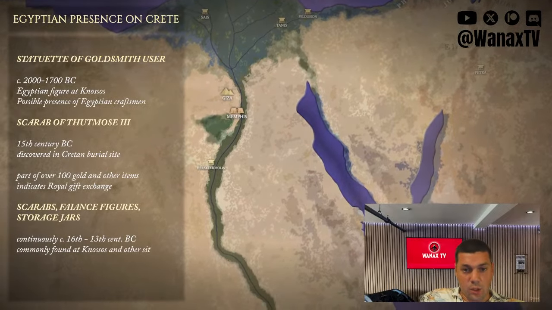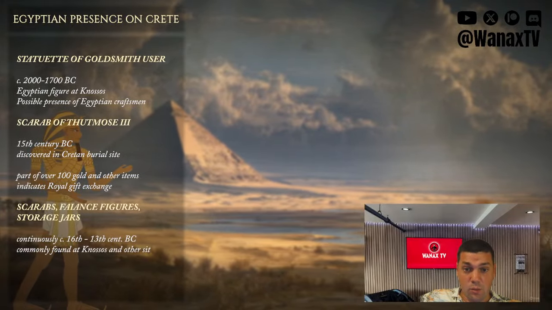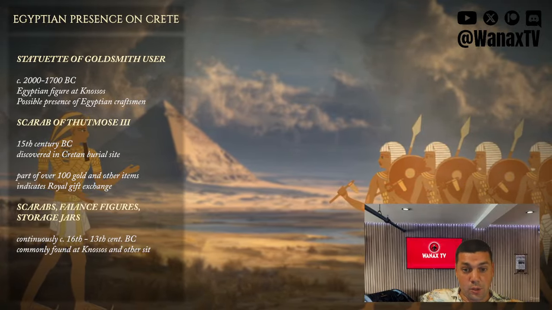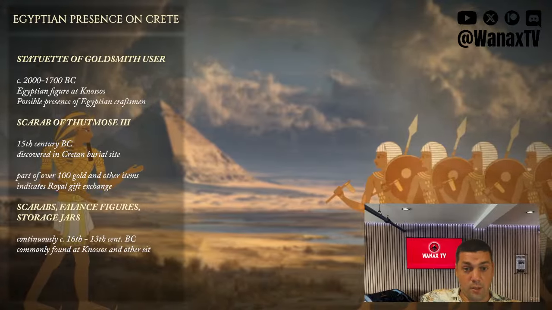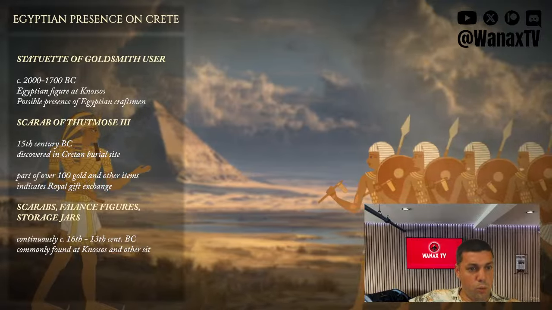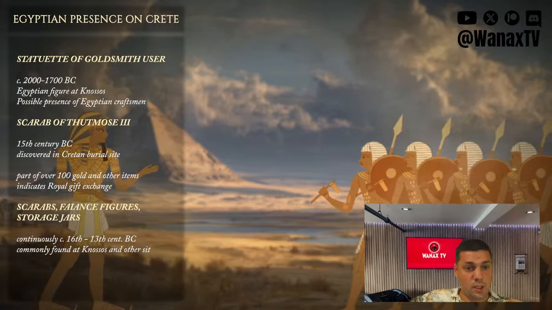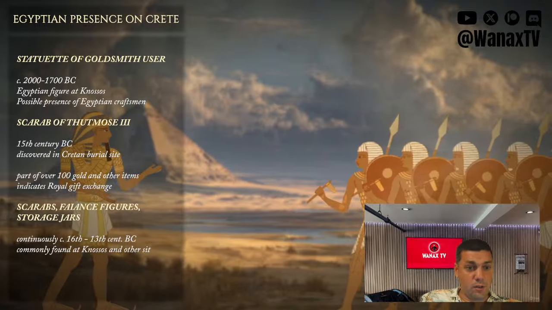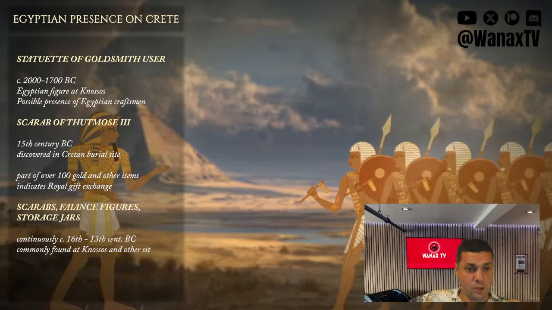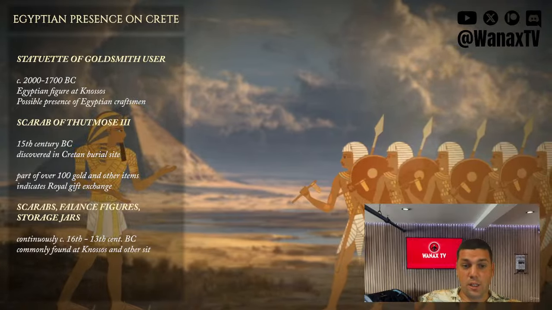So a lot of Egyptian artifacts are found in Minoan burials on Crete, and likewise great number of Minoan artifacts found in the Egyptian royal tombs and burials throughout Egypt. We have scarabs, faience figures, storage drawers, continuously appearing on Crete between 16th and 13th centuries BC. So this continued into the Mycenaean period as well, as we can see, and commonly found at Knossos and other sites across the island.